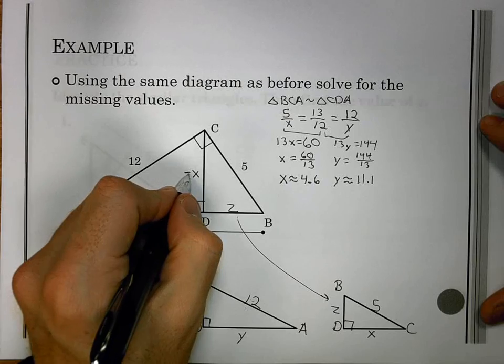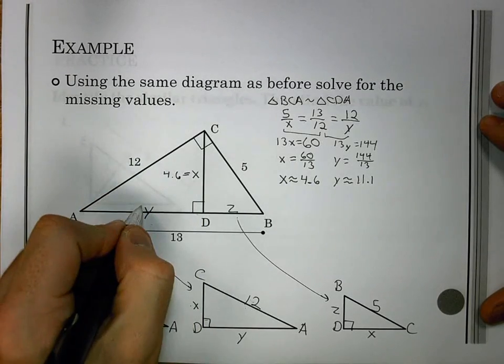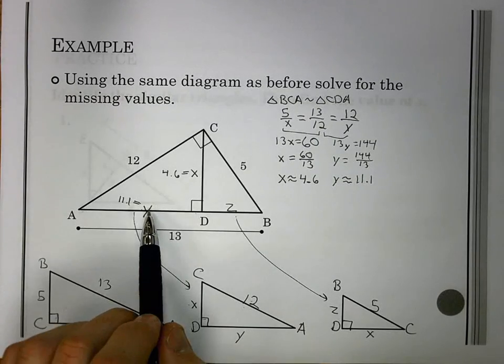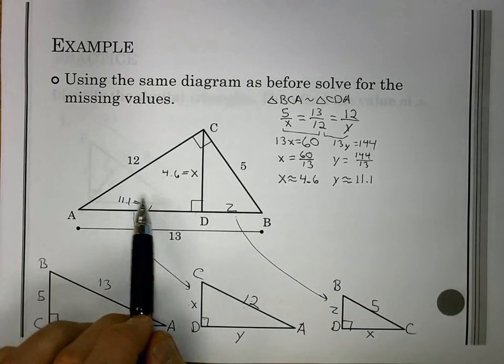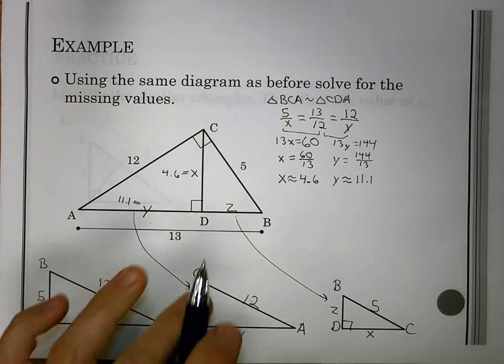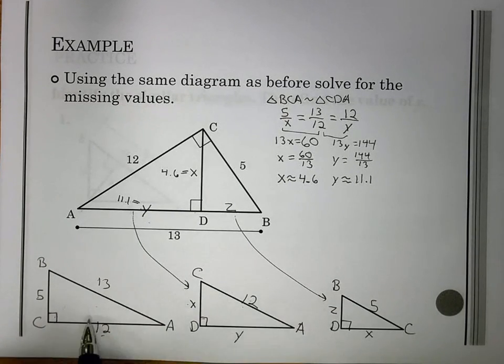So far, I know x is 4.6, y is 11.1. Notice these values were a part of this left piece, this left triangle, which I could use with the big triangle to find them. Now, before we find z, we'll use these two to find z.